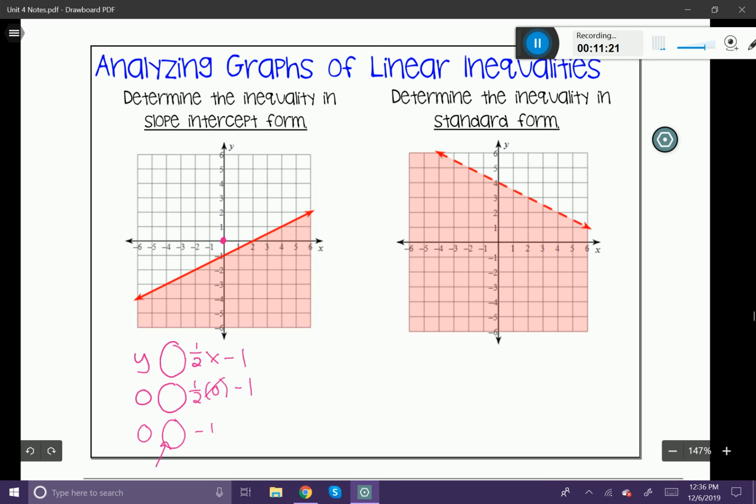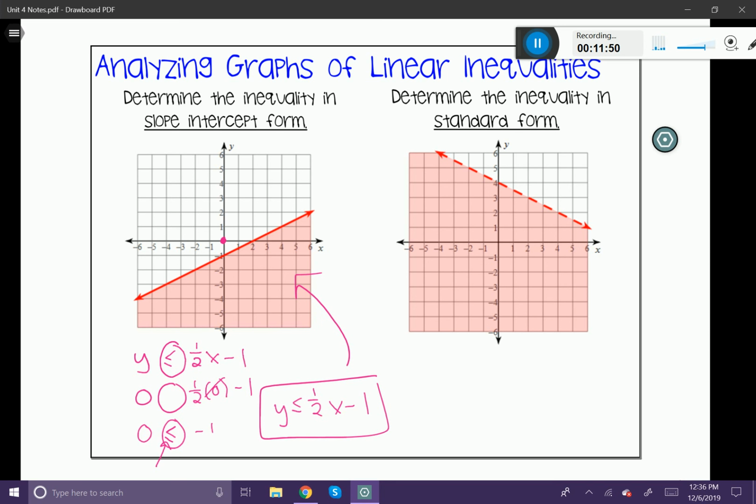So I notice that it's a solid line. And if I put a less than or equal to in there, 0 is less than or equal to -1. Well, that's not true. That's false. So I wanted to create a false statement. Therefore, the symbol will be less than or equal to. So I'll rewrite it as y is less than or equal to 1/2 x minus 1. This is the inequality that is represented up top. It's kind of like a way to think backwards.